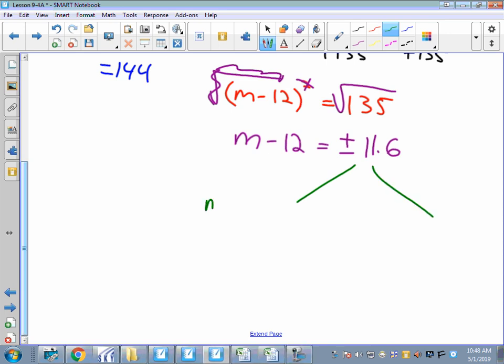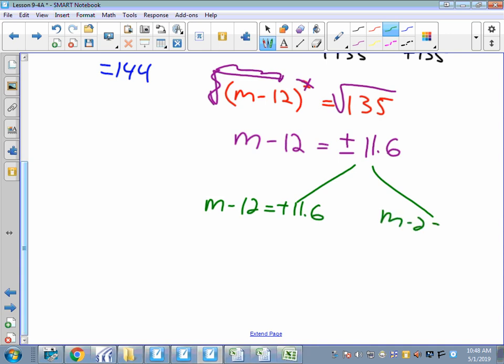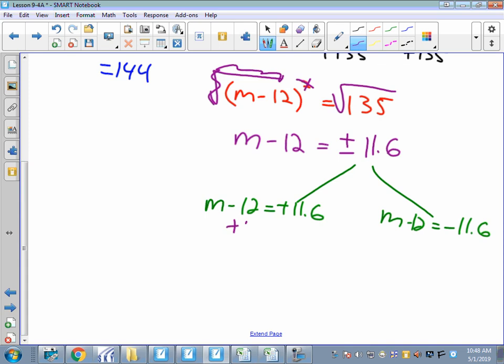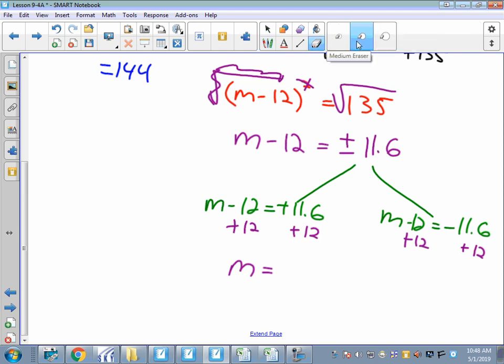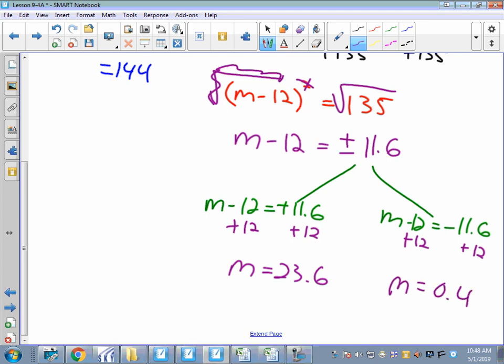So now I'm going to go m minus 12 equals the positive 11.6, and m minus 12 equals the negative 11.6. So just solving two problems. Both of these problems, I'm going to add 12 to both sides. And so my solutions now would be m equals, what is that, 23.6. And this one over here, adding 12 would give me 0.4. And those would be my solutions.